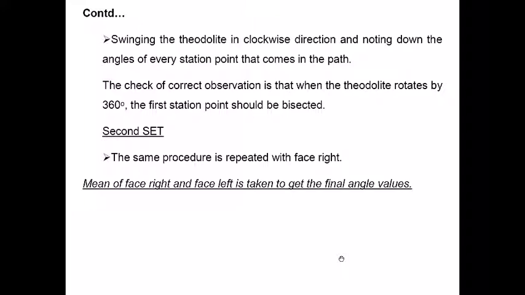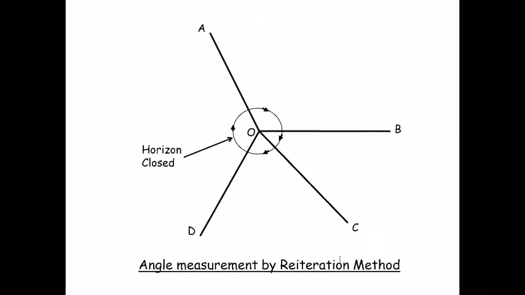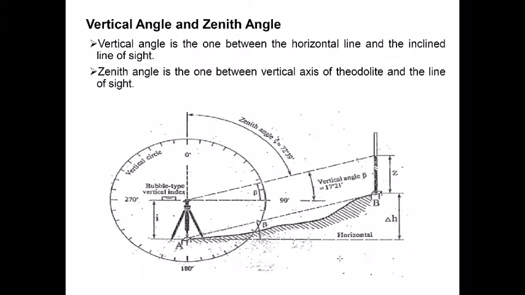And this is where the face left and face right come in. It is usually recommended to take the readings using both the faces. That really tells you about the condition of the instrument. If the instrument gives you the same readings from both the faces, that means the instrument is working fine. So the face left and face right are basically conventions that we use. So that was all about the horizontal angle measurement.